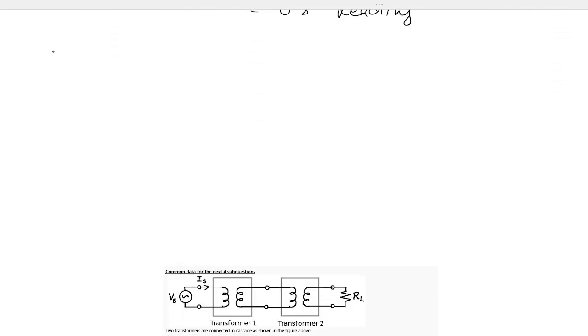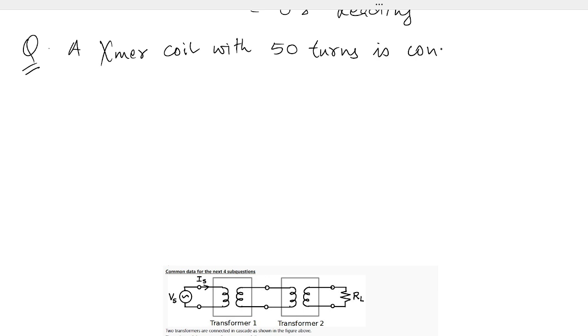Okay. Now another question. We have a transformer with 50 turns connected to a 50 hertz, 220 volt RMS supply.